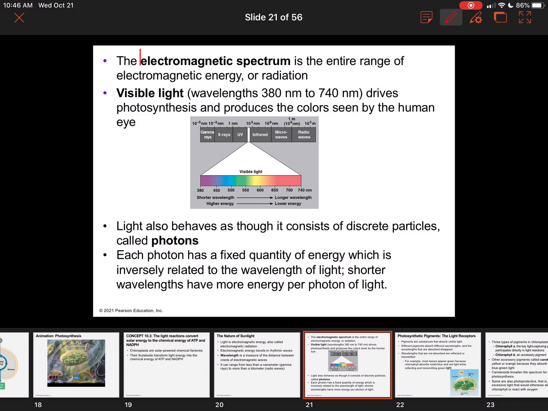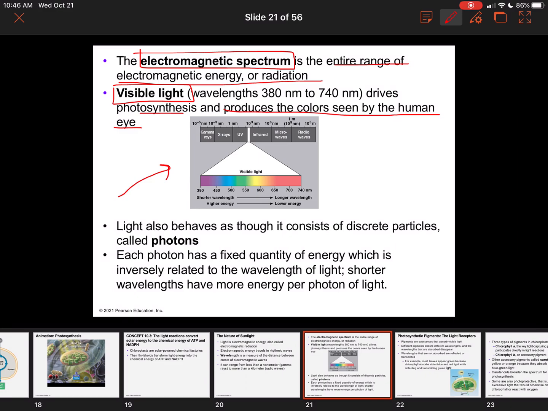And we put that onto what we call the electromagnetic spectrum. That's the entire range of the electromagnetic energy or radiation that's coming from the sun. And we call part of that our visible light. And so the visible light drives photosynthesis and produces the colors seen by the human eye. And so here it is, a little picture of it or a chart.